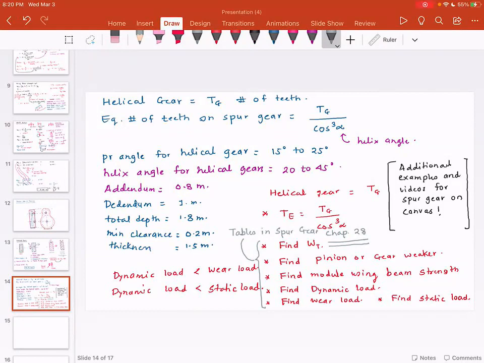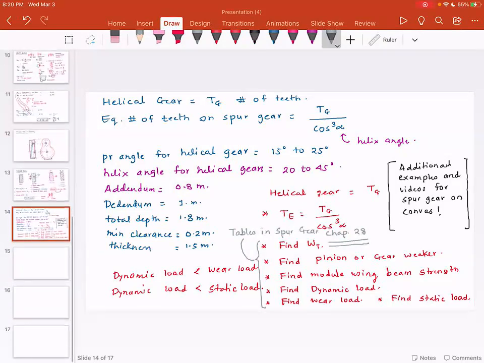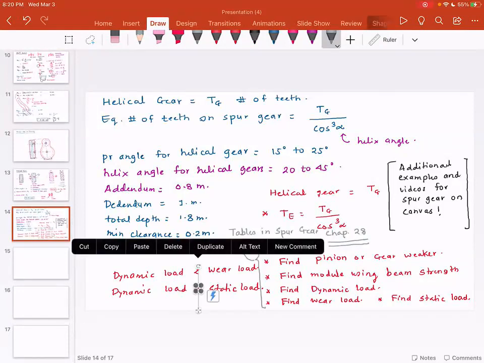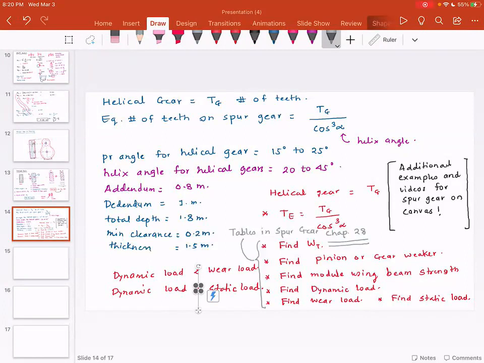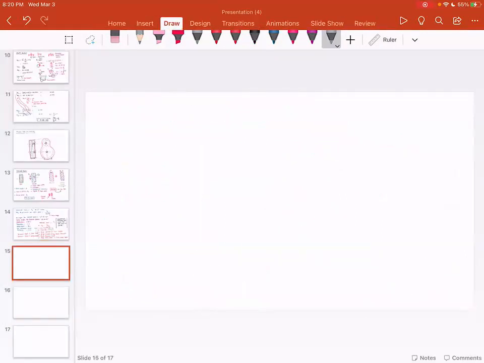So rather than giving you the design steps, let me jump into the problem. I will try to solve this problem where we find the dynamic load, the wear load, the static load, and so on. This will give you some idea how you would solve a spur gear problem with all those properties. Before I work out a helical gear problem, any questions? If you have any questions, just raise your hand or type the question in the chat window.